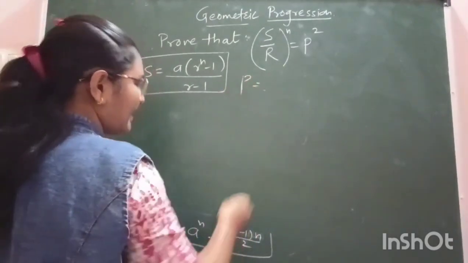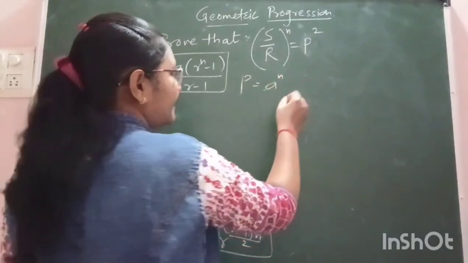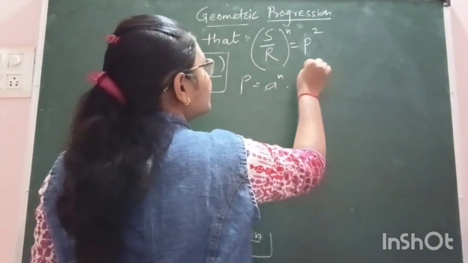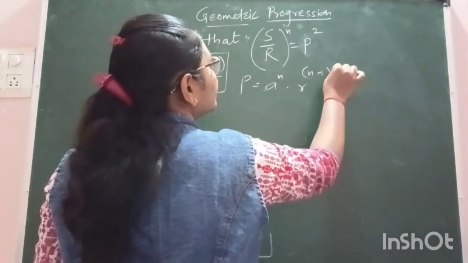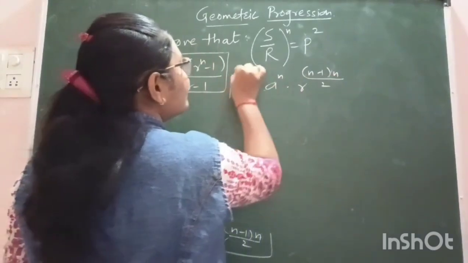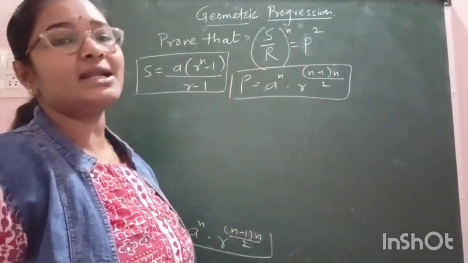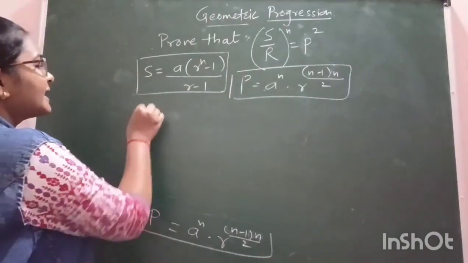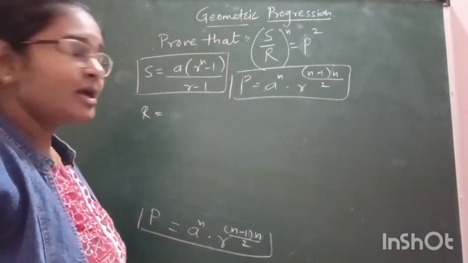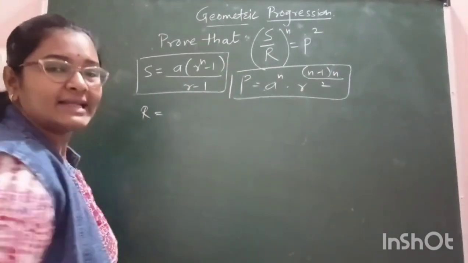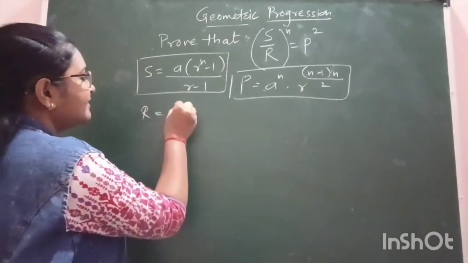Capital P, we have a to the power n into r to the power n minus 1 into n upon 2. So we have this P value also. Now we have to use the values in this LHS and RHS. Now we need to find capital R. What is capital R? Capital R is the sum of all the reciprocals of the given GP.